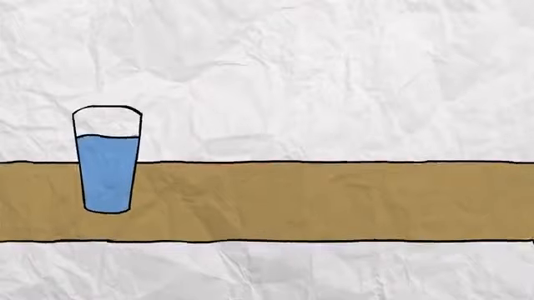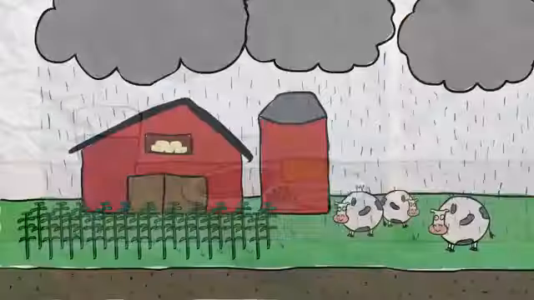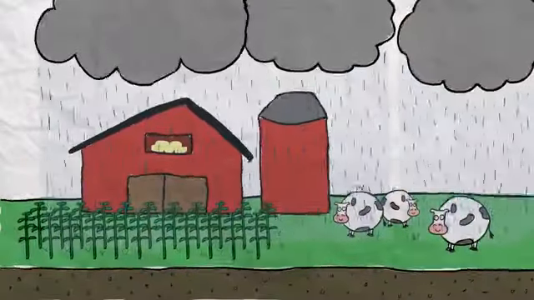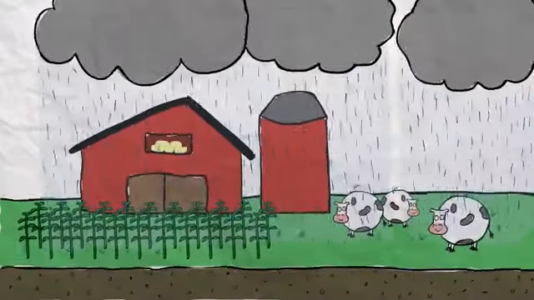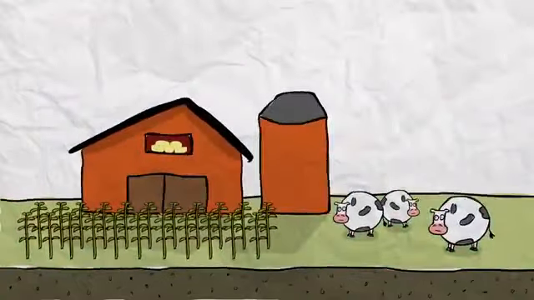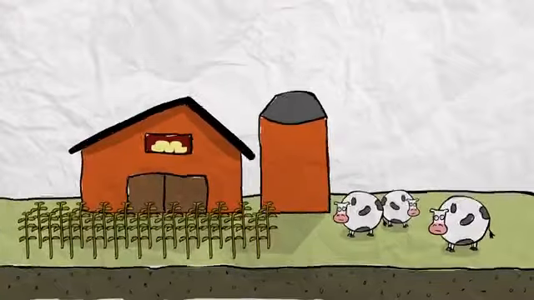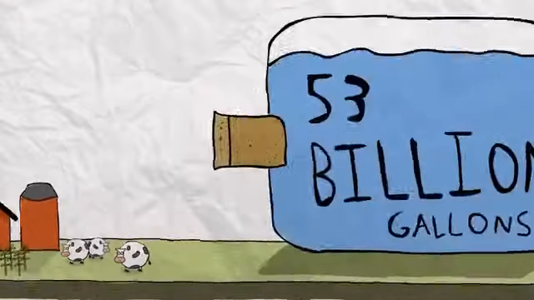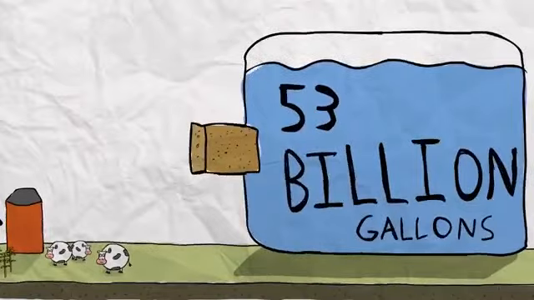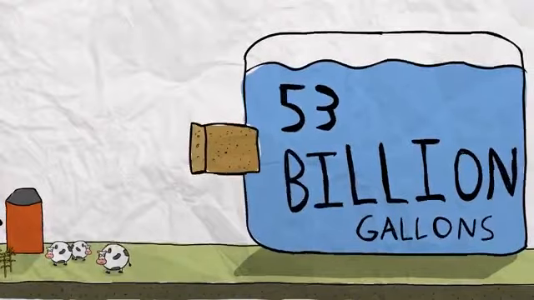However, we use most of our groundwater to help grow the food we eat. Farms can get lots of the water they need from rain, but rain isn't always enough. And in dry years, farmers depend even more on the water that's stored in the ground. In fact, American farms use about 53 billion gallons of groundwater every day. That's enough to fill over 1 million bathtubs or 80,000 Olympic-sized swimming pools.